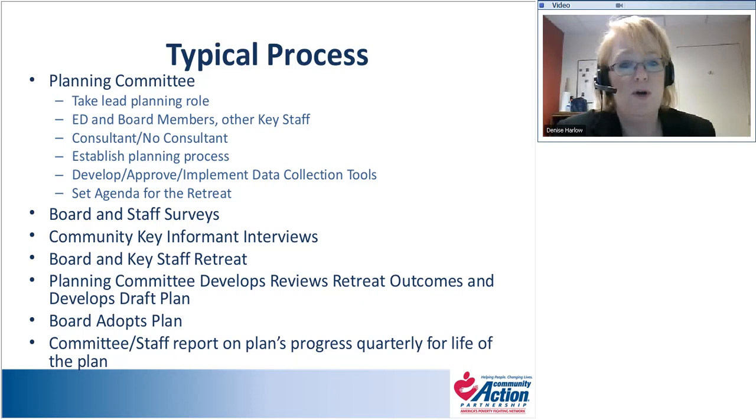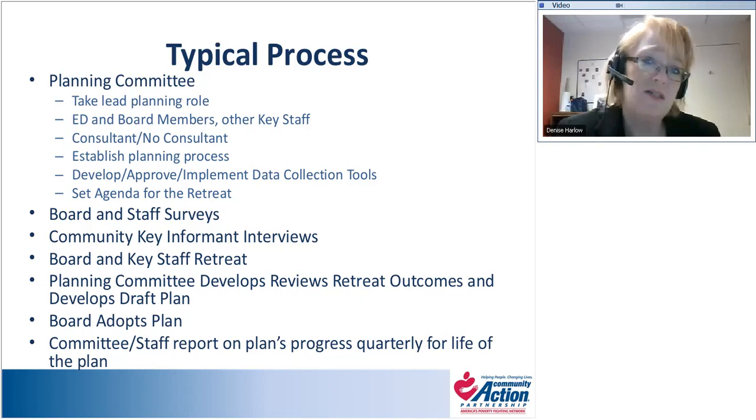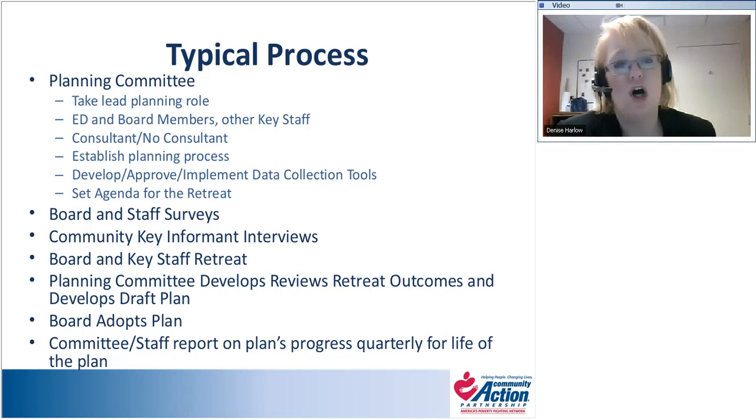The planning committee would often develop what kind of data collection tools you're using, setting the agenda for the retreat. There's oftentimes board and staff surveys. You may have a different survey for management team members than you do for frontline staff, but SurveyMonkey makes that kind of data collection very easy nowadays and very cheap from a cash outlay perspective. So we encourage surveys. Key informant interviews, conducting key informant interviews with funders, your CSBG office, foundations, media, elected officials. There are a variety of folks out there to talk to where you can collect some of that information.